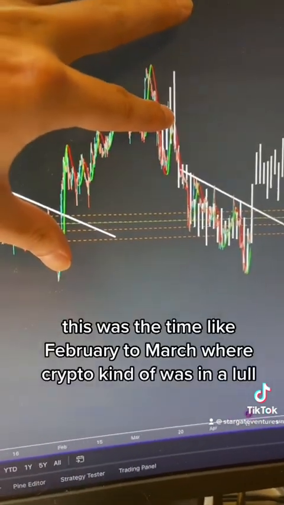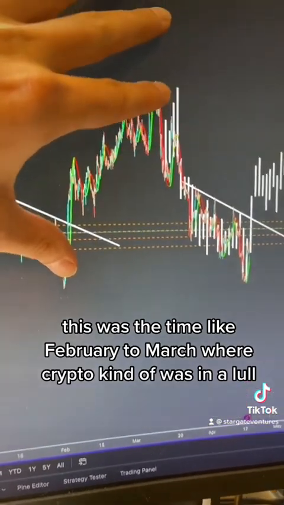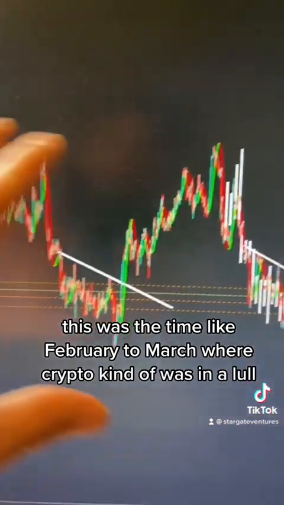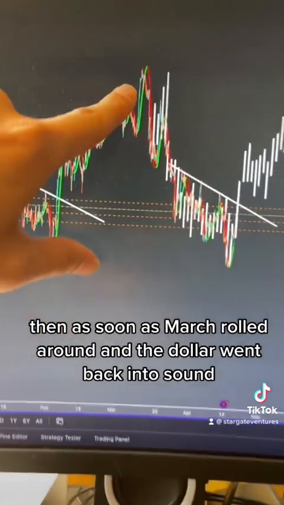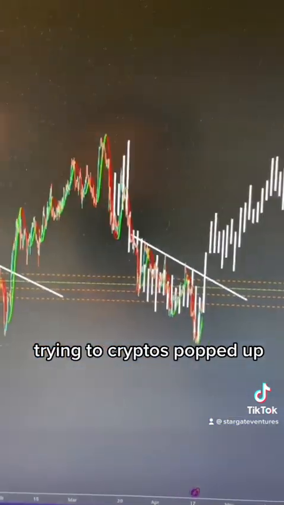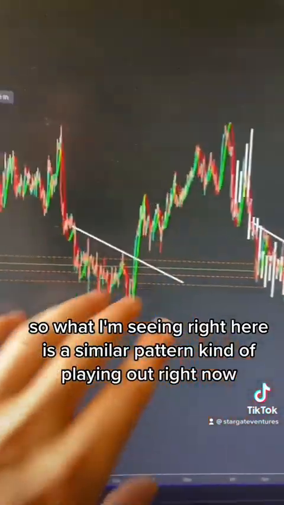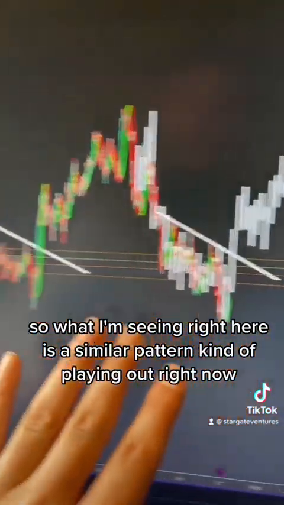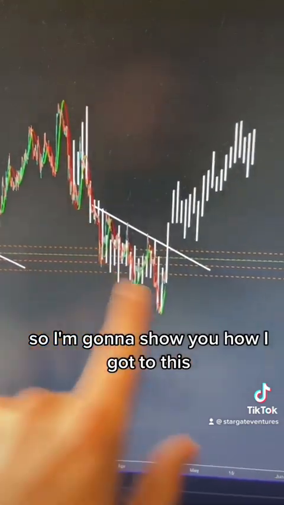This was the time, like February to March, where crypto kind of was in a lull. Then as soon as March rolled around and the dollar went back in its downtrend, cryptos popped up. So what I'm seeing right here is a similar pattern kind of playing out right now. So I'm going to show you how I got to this.